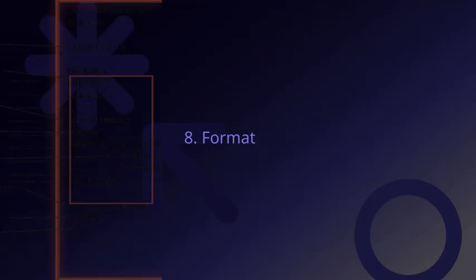Connecting this back to the overall theme, a well-thought-out format supports your communication goals by making complex ideas more accessible. So remember, the format isn't just about aesthetics. It's about enhancing understanding and keeping your audience connected to your story throughout the presentation.